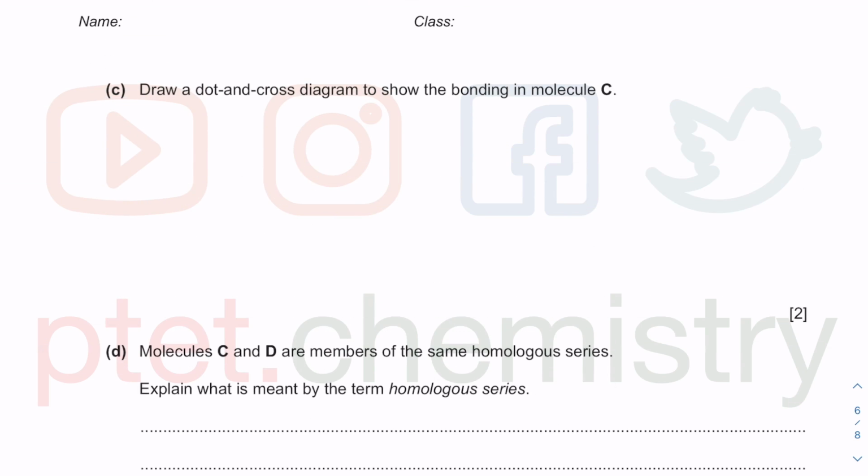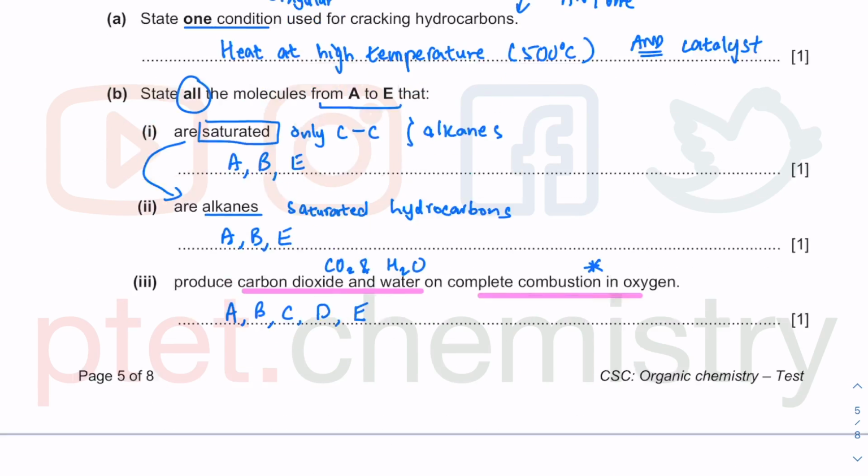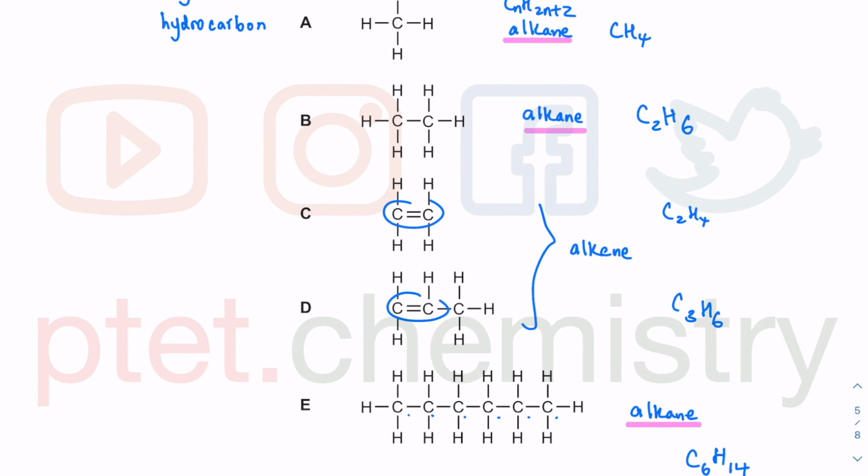The next one: draw a dot and cross diagram to show the bonding in molecule C. So what we have there, C is ethene. If you see the carbon-carbon double bond there, let's do the carbon-hydrogen single bond first. Dot and cross, 2 electrons giving you 1 covalent bond, one from hydrogen, one from carbon. So I'm going to draw that. And then we have the dot cross hydrogen, dot cross hydrogen.